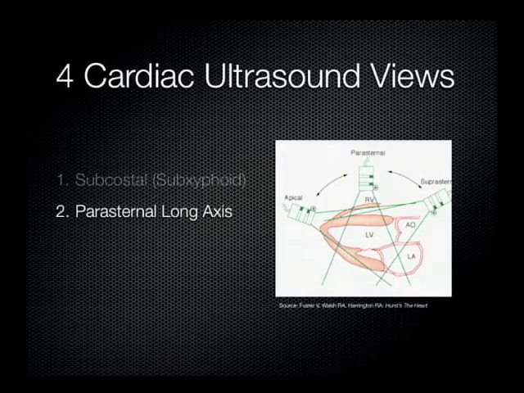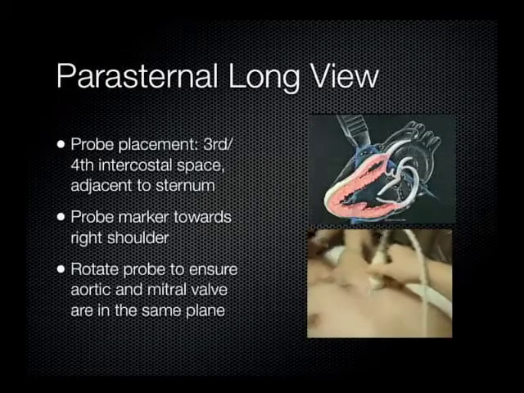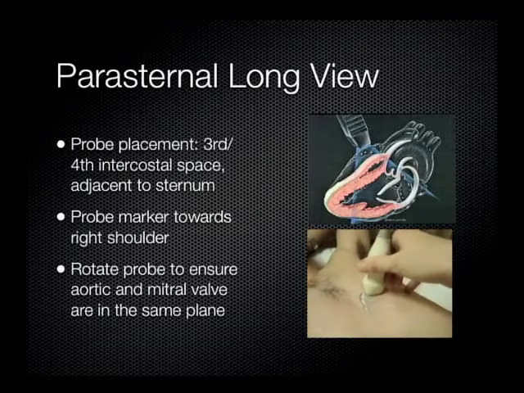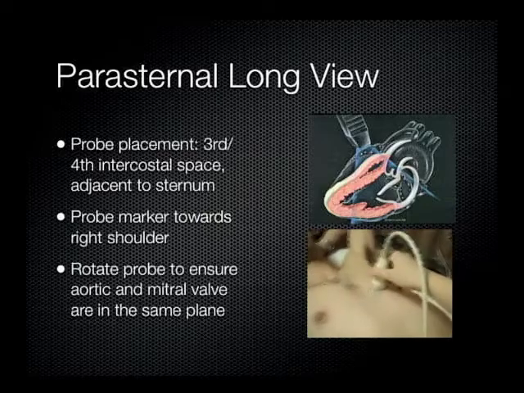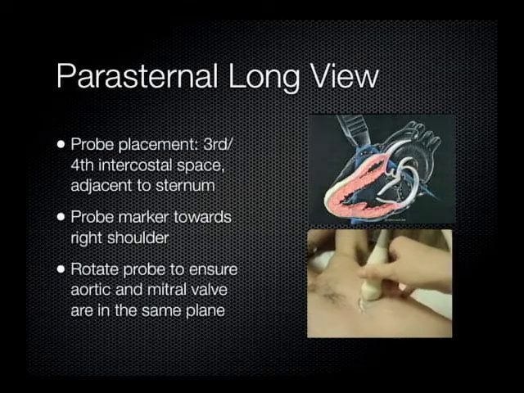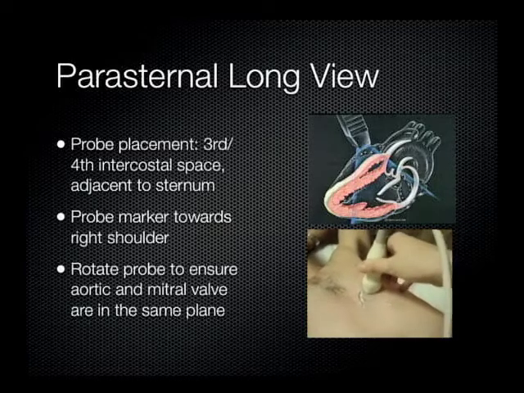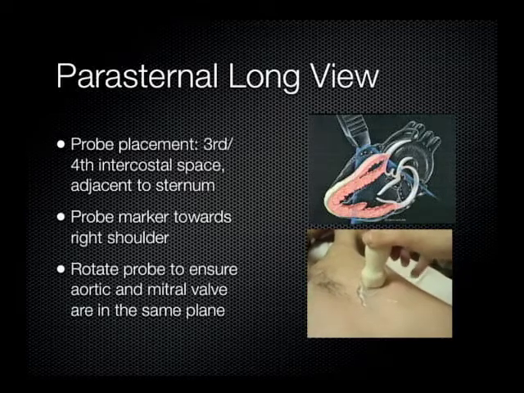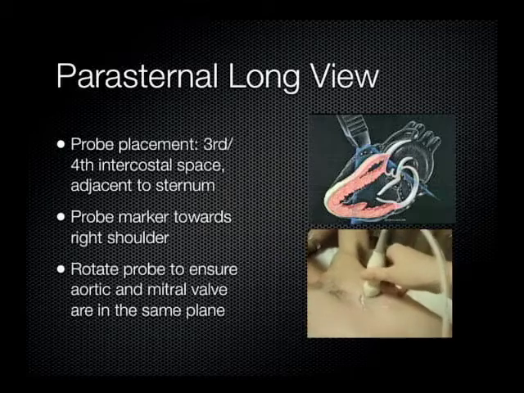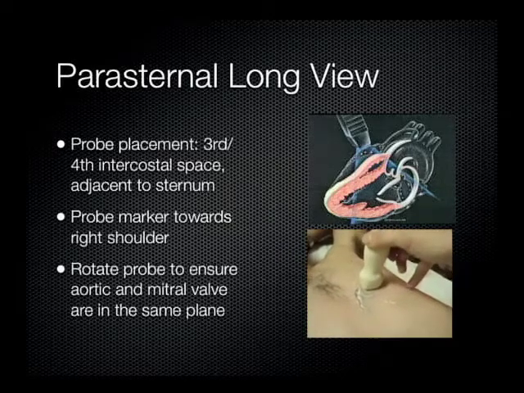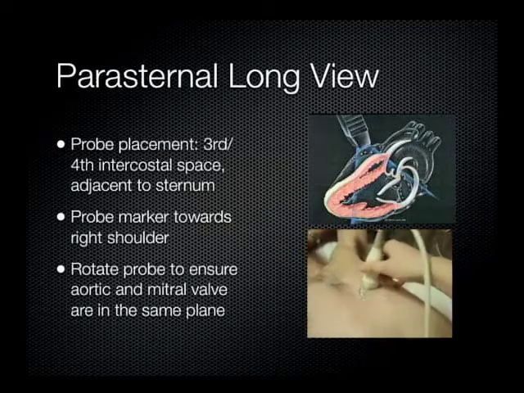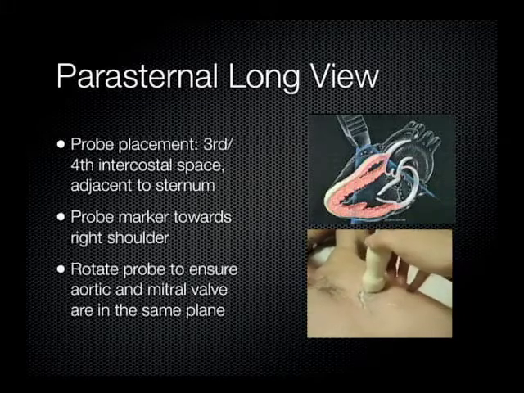Now let's discuss the parasternal long axis. Personally, I think this is the easiest view to obtain. You want to place the probe perpendicular to the chest wall in either the third or fourth intercostal space left of the sternum. For this view, you want to keep the probe perpendicular as opposed to a subcostal view where we kept the angle low to the chest.